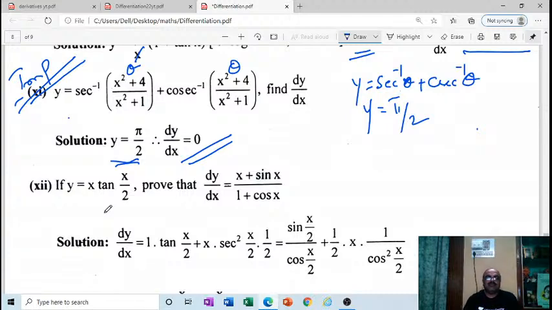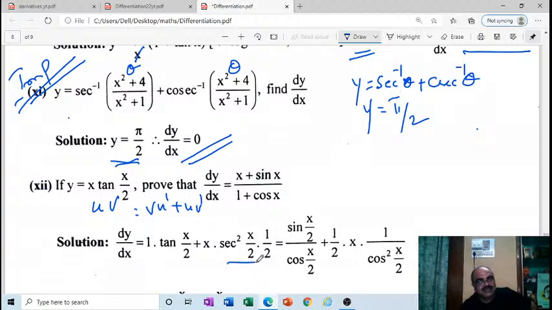One more. Y equals x into tan x by 2. This is uv. V into u dash plus u into v dash. So v is tan x by 2, into u dash, which is the differentiation of x, which is 1. Then u is x. Differentiation of tan is secant square x by 2.